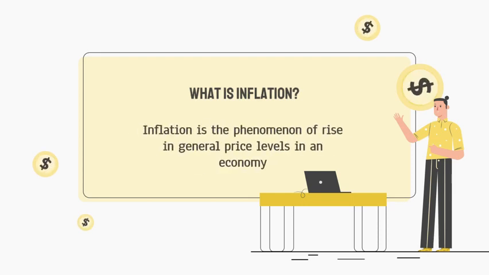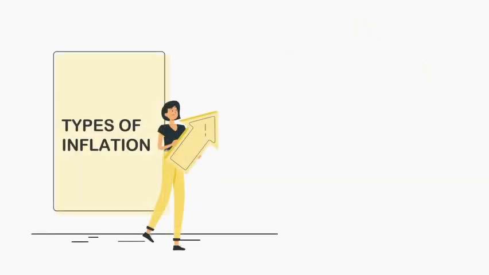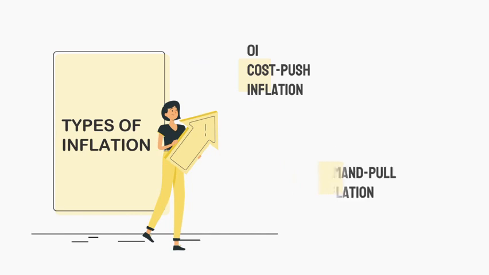Inflation is the phenomenon of rise in general price levels of an economy. Now the question is, why does inflation occur? To answer this, we first need to look into two broad types of inflation: cost-push inflation and demand-pull inflation.